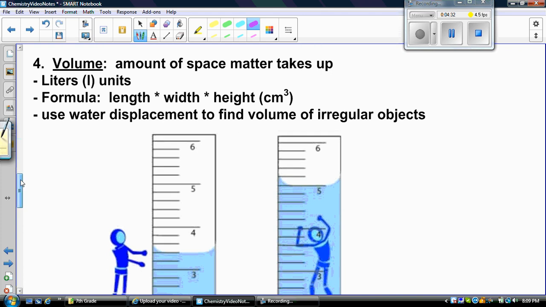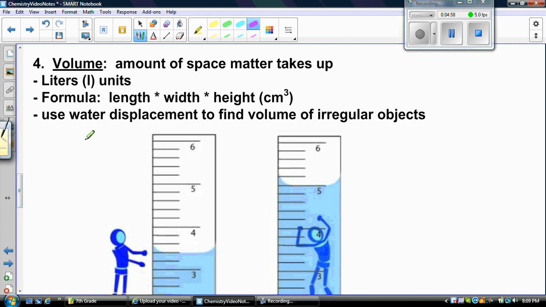Okay, another physical property of matter is volume. Volume is the amount of space matter takes up. Volume is measured in liters, L, that's the units. Formula, there's 2 ways for volume. If you have a regular object, you can measure the length, width, and height, and volume is measured in centimeters cubed. Remember we did a density lab in 6th grade where we had regular objects versus irregular objects?